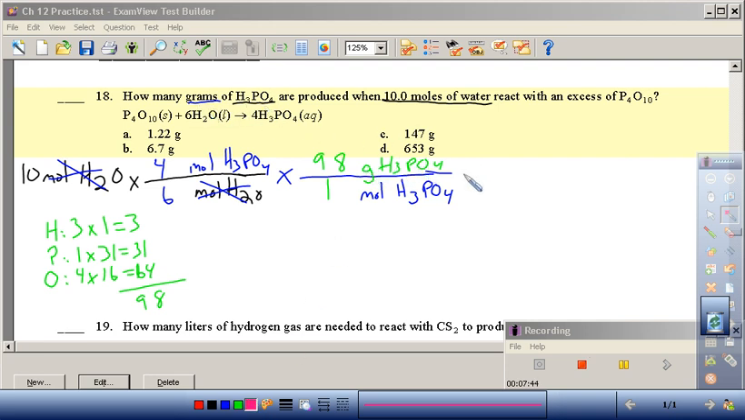I'm looking for grams of this substance, so it's the same thing. And I just multiply across. Everything on top divided by everything on the bottom.